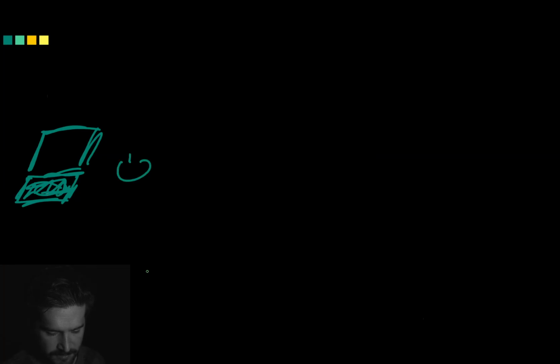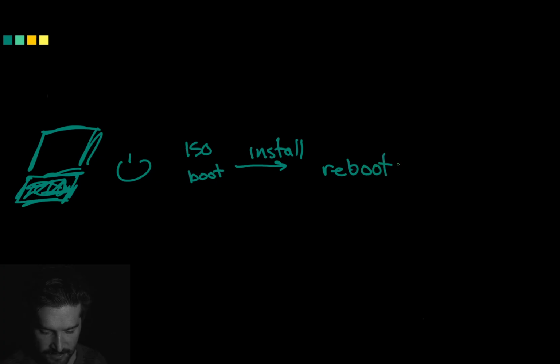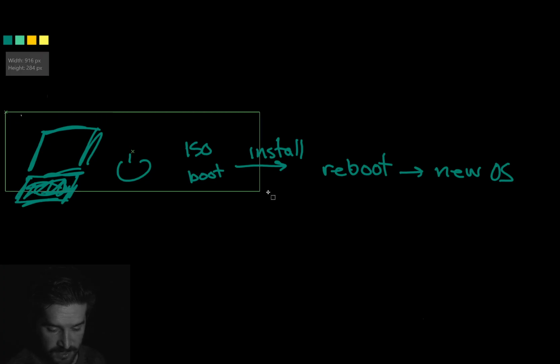you power it on, and then if you're installing a new operating system on it, you boot from some drive or a USB or a CD or whatever. And then that will take you through an install process. And then you reboot. And then you have a new shiny operating system. And you do this with Nix too.